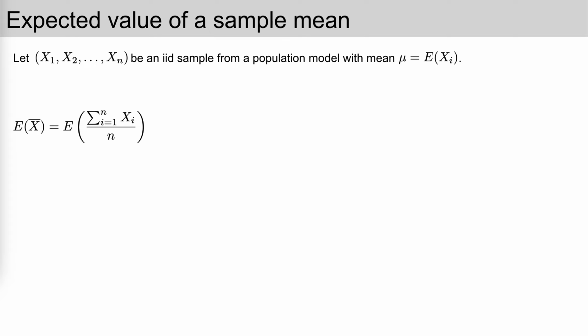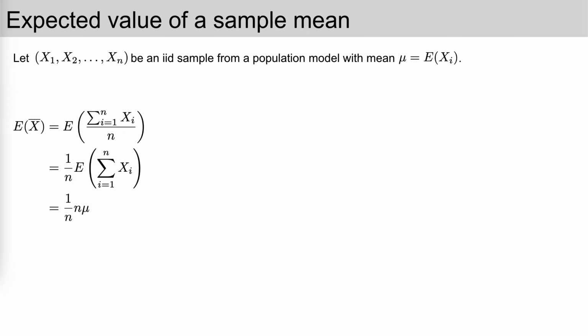Now let's use these results to establish properties of the sample mean, starting with its expected value. Suppose in general that our IID sample is drawn from a population model with mean mu. To calculate the expected value of the sample mean, we can start by rewriting it as the sample sum divided by the sample size n. Earlier in our course, we proved that we can take any constants outside the expected value. Thus, we have 1 divided by n times the expected value of the sample sum.